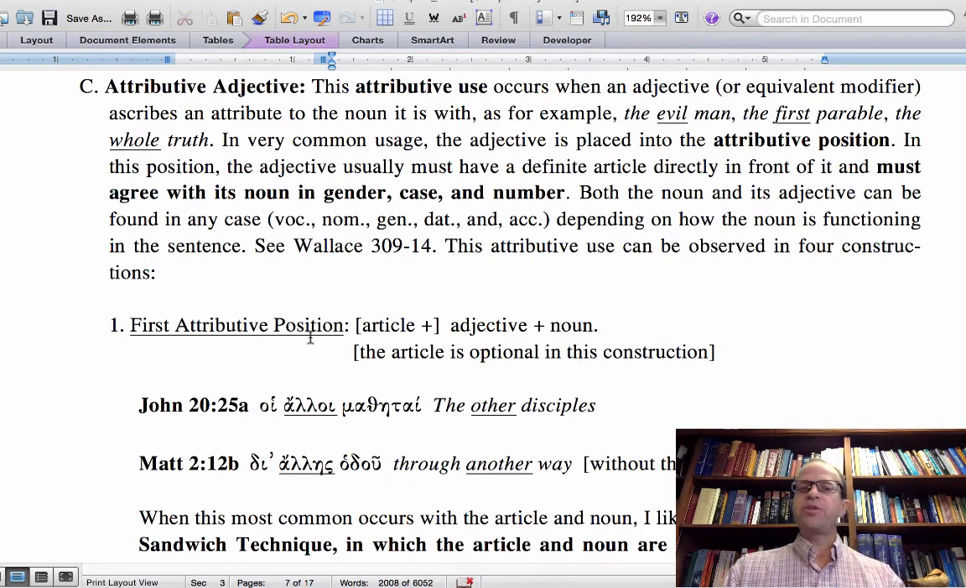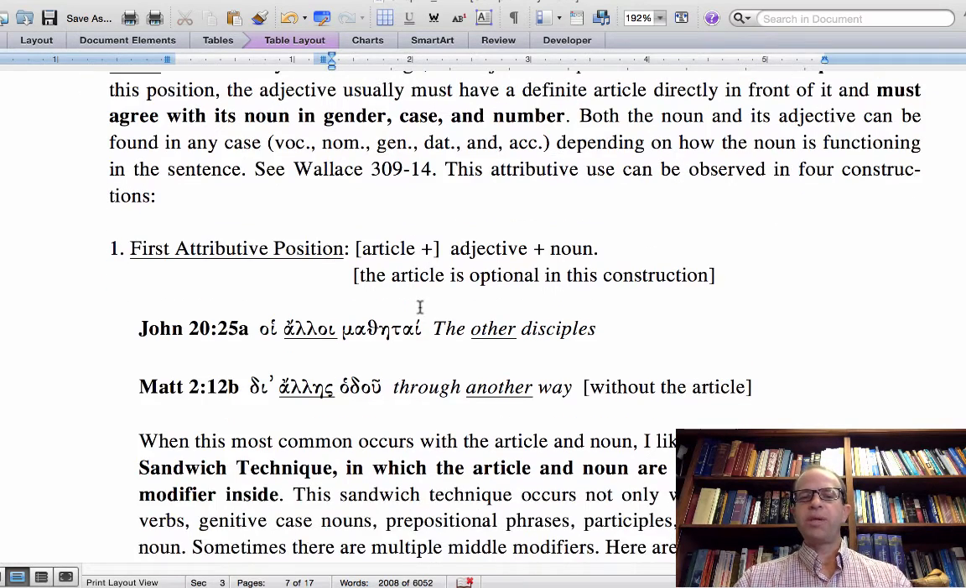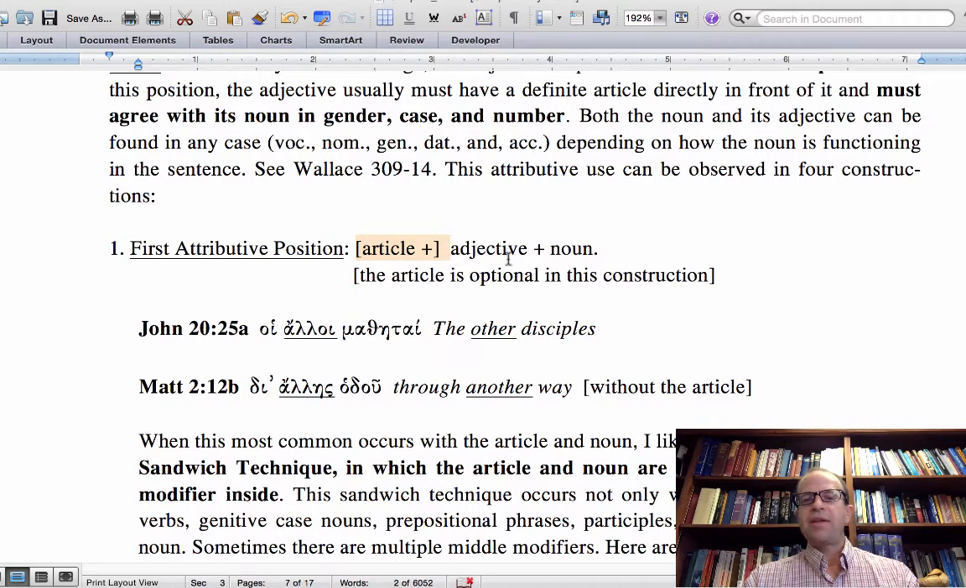Another very common use of the adjective is what's called the attributive use. The attributive use is when the adjective is with a noun, ascribing an attribute to that noun. The construction will be this. You'll have an adjective with a noun. Now there may be an article with it, and there are a few different constructions with the article in relation to the adjective and noun.